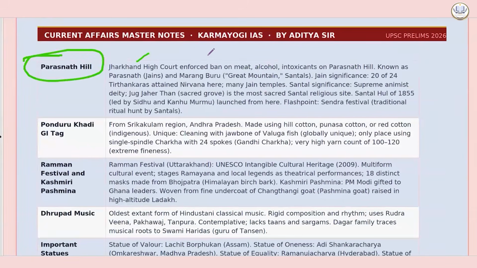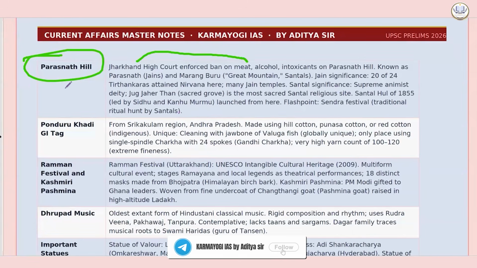Parasnath Hill, Jharkhand. The High Court enforced a ban on meat, alcohol and intoxicants on Parasnath Hill, known to Jains as Parasnath and to Santals as Marang Buru, the Great Mountain. It has huge significance for Jains, as 20 of the 24 Tirthankaras attained Nirvana here.